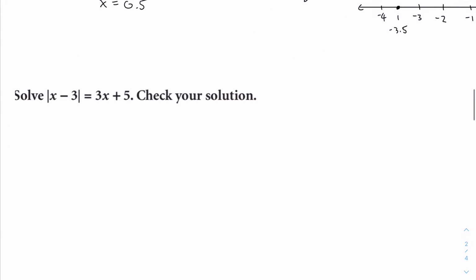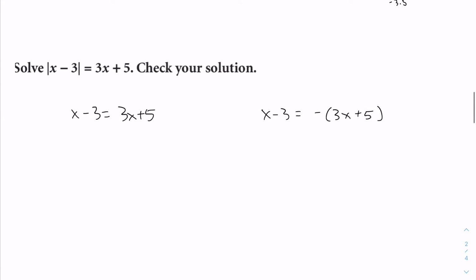The next problem states to solve the absolute value of x minus 3 is equal to 3x plus 5. Check your solution. To solve this problem, you have to state the equations x minus 3 is equal to 3x plus 5 and x minus 3 is equal to negative, in parentheses, 3x plus 5.